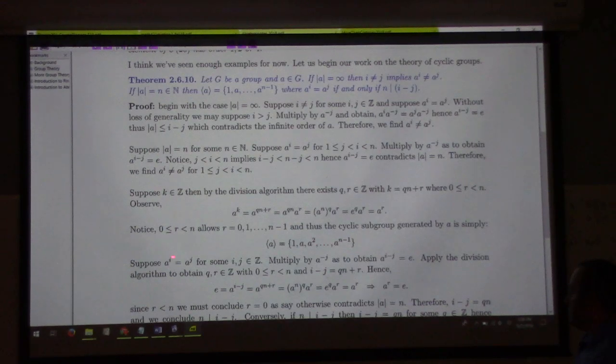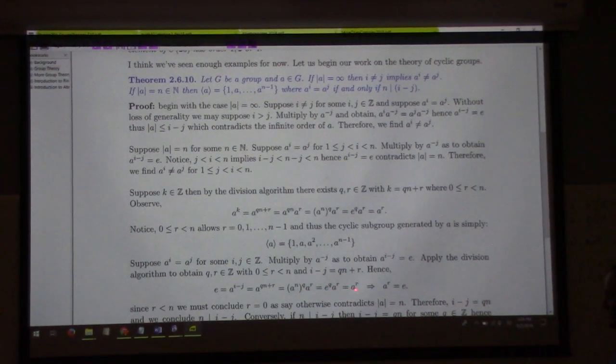So there it is. Now, finally, if a to the i is equal to a to the j for some i and j, then we can multiply by a to the minus j. We get a to the i minus j equal to e. And that, by the division algorithm, gives us, again, an r, which is between 0 included and n not included, with i minus j equal to qn plus r. And so when I look at it, I've got e is a to the i minus j, which is a to the qn plus r. But again, the n part of it powers away to the identity, and we're left with a to the r.